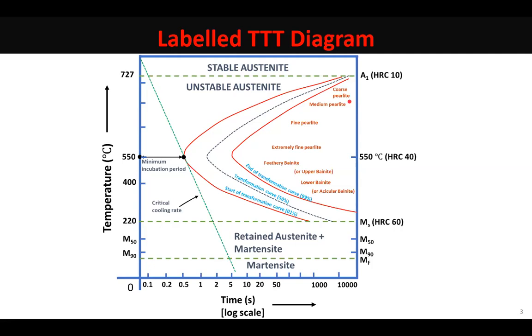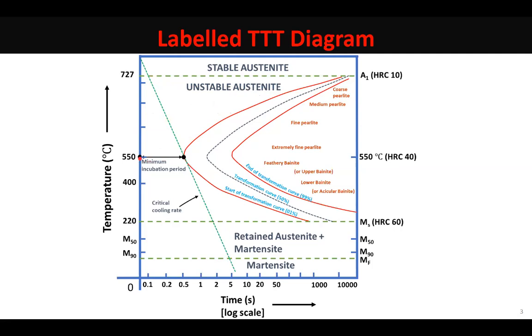In other words, you can also say, see students, here the incubation period is this much. Here the incubation period is decreasing. Here the incubation period is again decreasing. Here the incubation period is minimum. You can also say that when austenite transforms in a transformation temperature range where any drop in temperature leads to a decrease in the incubation period, in that range austenite transforms to a product phase called perlite.